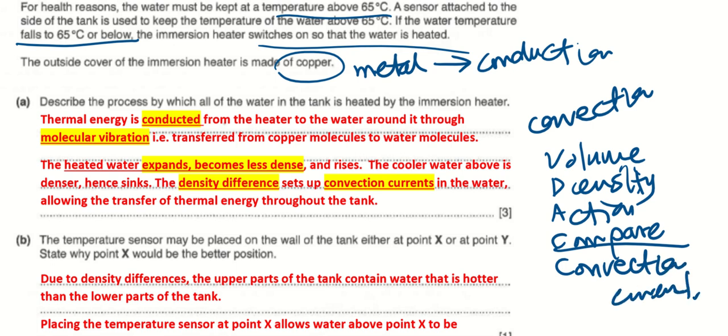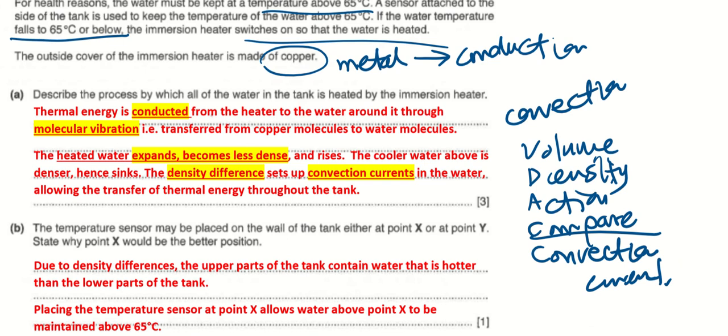Please mark your own work. Then you might want to bring in this. What is the reason why convection happens? It's actually because of difference in density. That's why you can always say the difference in density sets up a convection current. Okay?